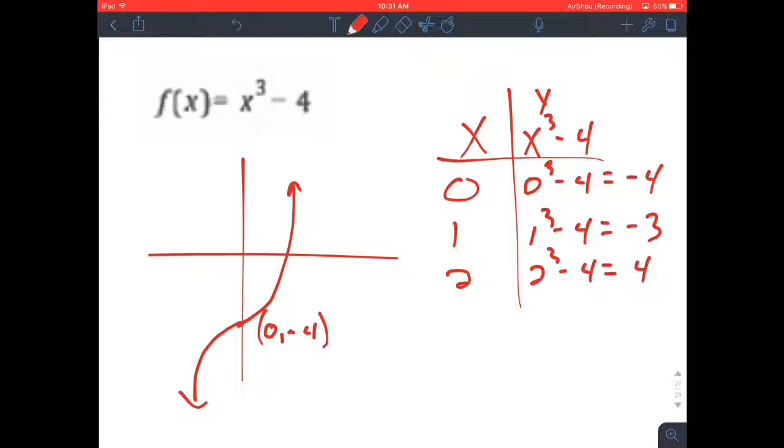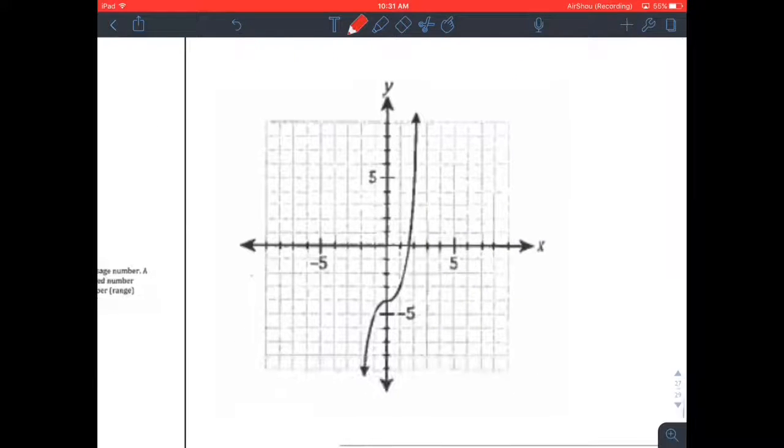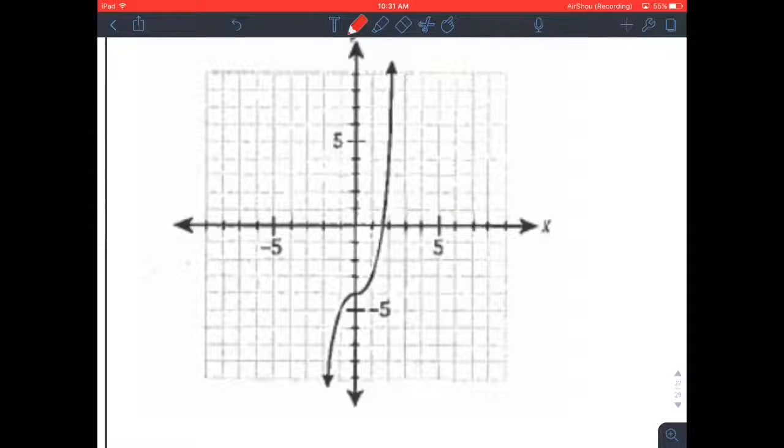A function shows the relationship between two different things. And here's that graph to scale. y equals x cubed minus 4. The vertex is right around there.